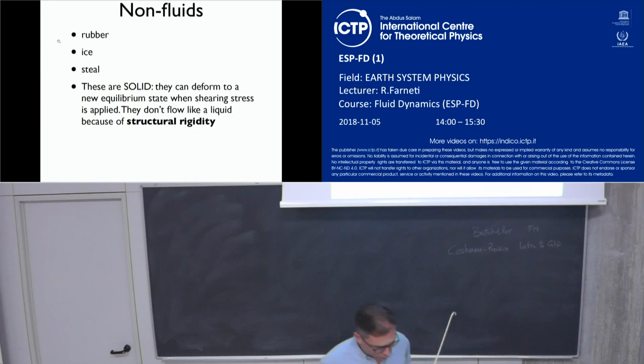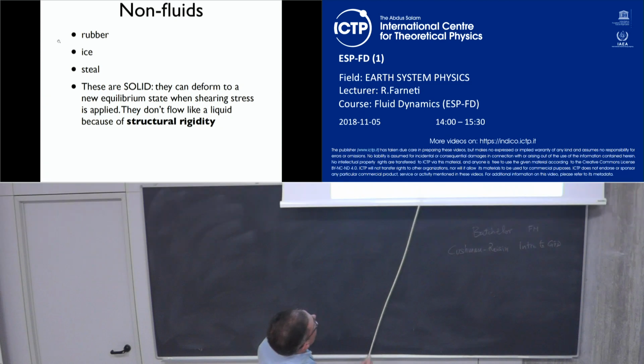So it's not a fluid. Examples: rubber, ice, and steel. These are solid, so they can deform to a new equilibrium after you apply a force. So when shear stress is applied, they can deform to a new equilibrium. They don't have to, but they can, depending on the rigidity. But they don't flow like a liquid because of structural rigidity. So they change their shape into a new equilibrium, but they're not deforming continuously. They might break, they might get to a new state, but they don't deform continuously. And that's because of structural rigidity.